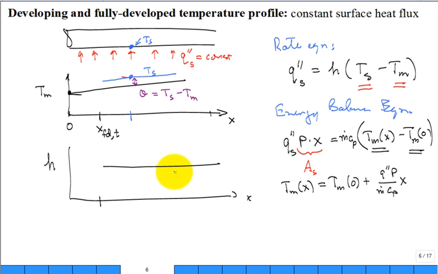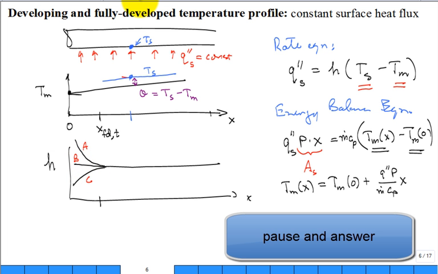So what about h in the entrance region? Does it maybe look like this? Or does it look like this? Or does it look like this? Is it more like A, B, or C? All right, so I'll go ahead and stop.